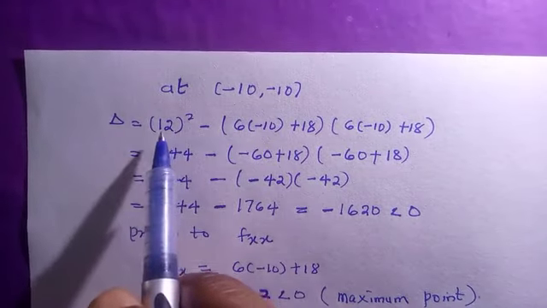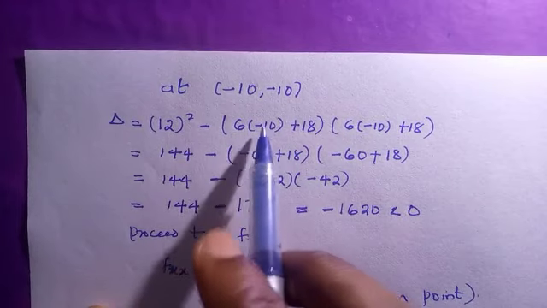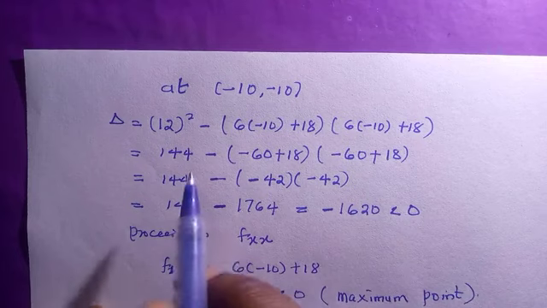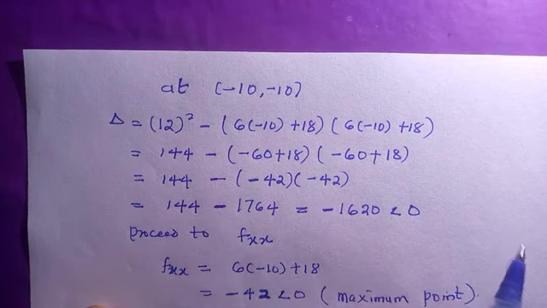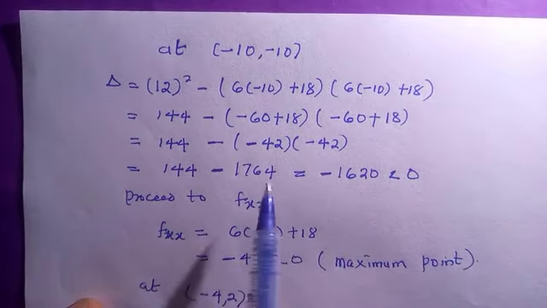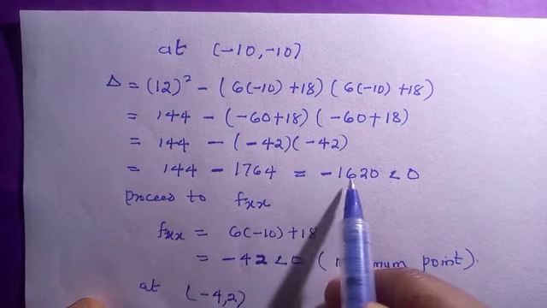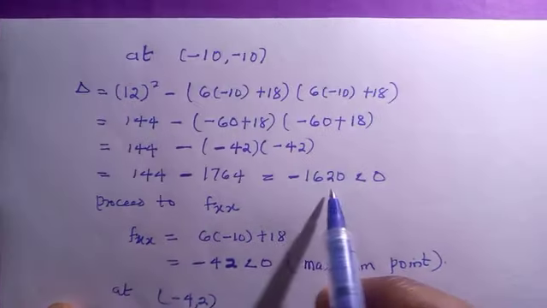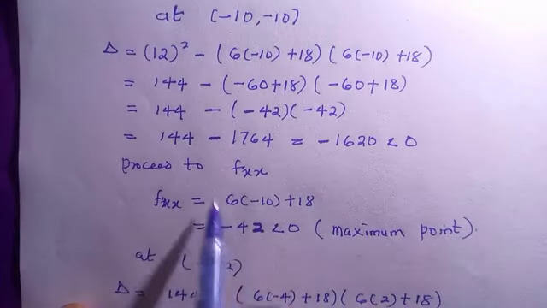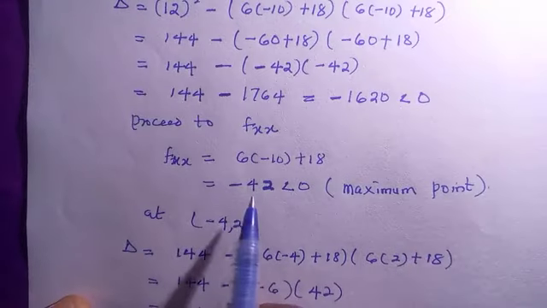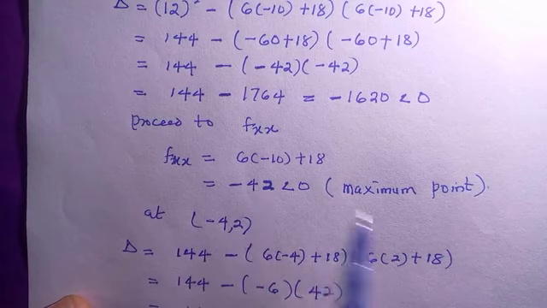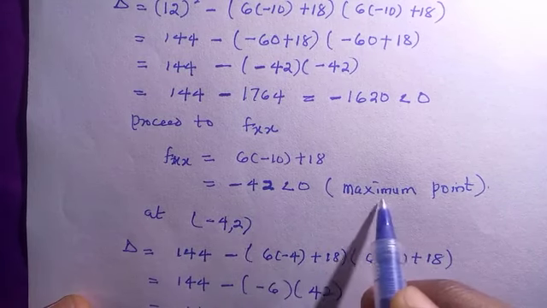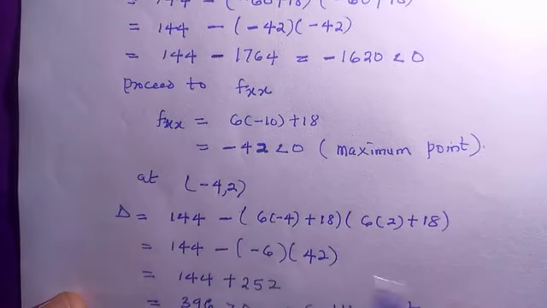So we plug in all these values. I just don't want to waste time, so I solved it already, following the same steps as the examples above. But you see that the value is still negative, which is less than 0. We also proceed to find fxx. Remember, it is fxx, not fyy, that we test to determine the point. So if it is negative, it's a maximum, and if it is positive, it's a minimum.